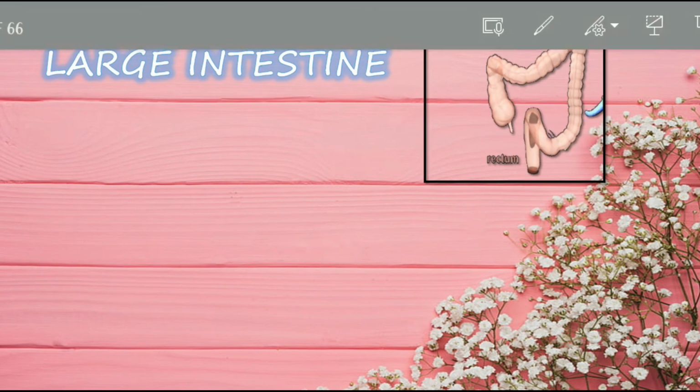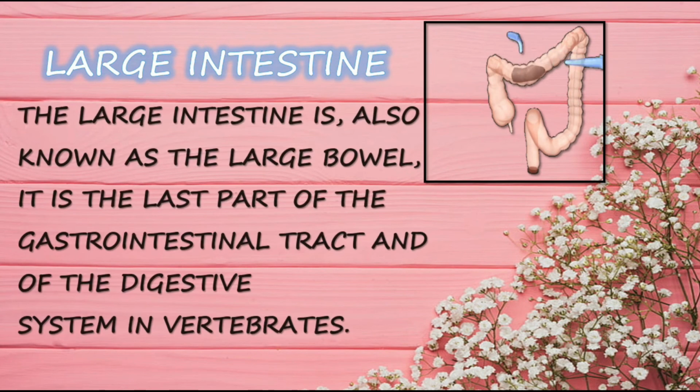Large intestine. After the food gets digested, it moves to the large intestine. The large intestine is also known as the large bowel. It is the last part of the gastrointestinal tract and of the digestive system in the vertebrates.